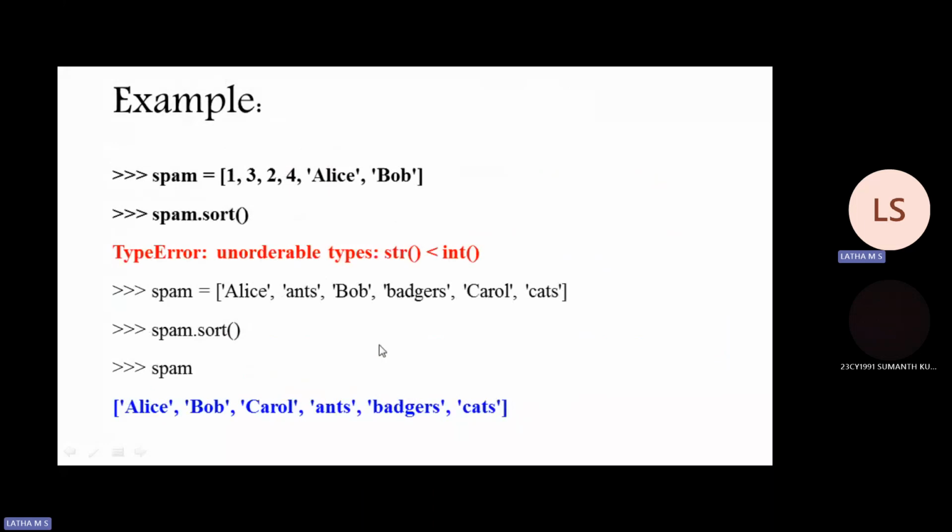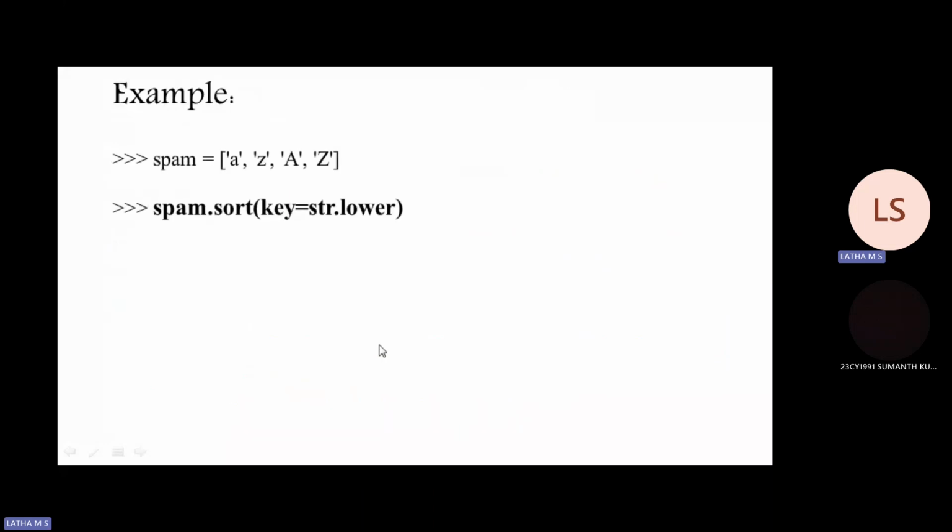Okay. Then next, coming with one more example, you can see here. Span is equal to AZ, small z, capital Z. Span sort is equal to string dot lower. If you don't use this string equal to string dot lower, what will happen?